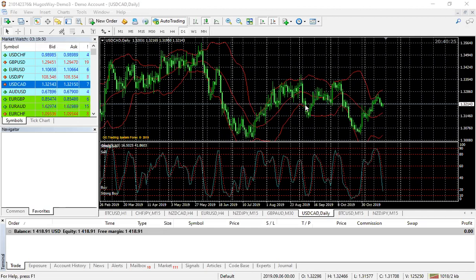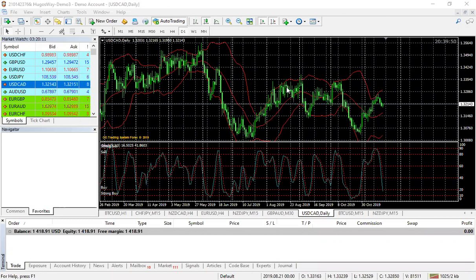Now, typically what happens with this strategy is we're going to be looking to take advantage of the outer bands. As price gets to the outer bands, you notice that typically it wants to come back down to the moving average. It wants to get back into equilibrium. So we'll take the sell and ride it on down.